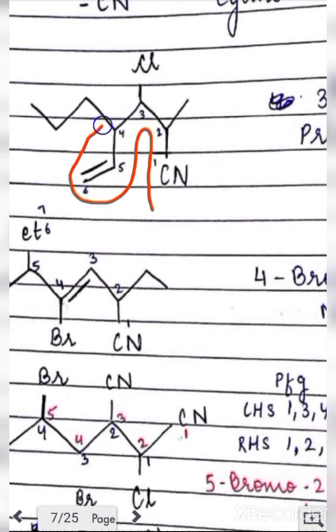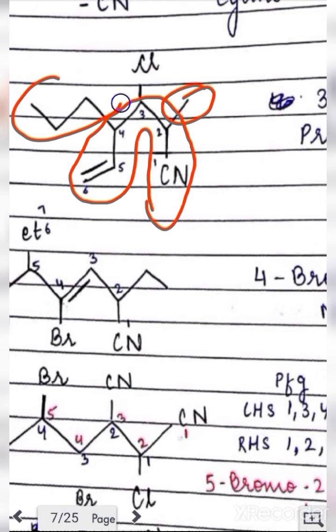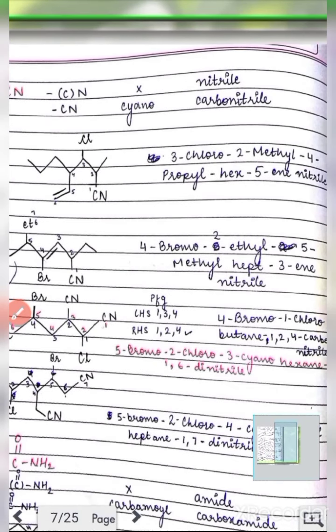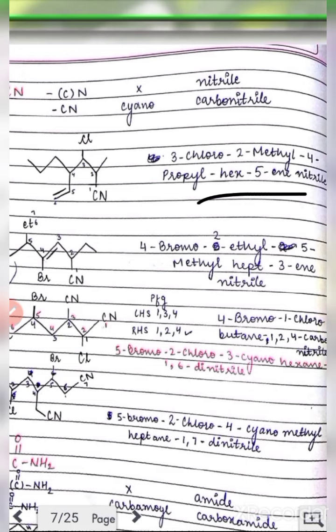This will be our main parent carbon chain, including the functional group as well as the double bond, and these two will be the prefixes, substituents. So its name will be 3-chloro 2-methyl 4-propyl hex 5-ene nitrile. The name is according to the alphabetical order, and the word nitrile is used because the C is part of the main parent carbon chain.